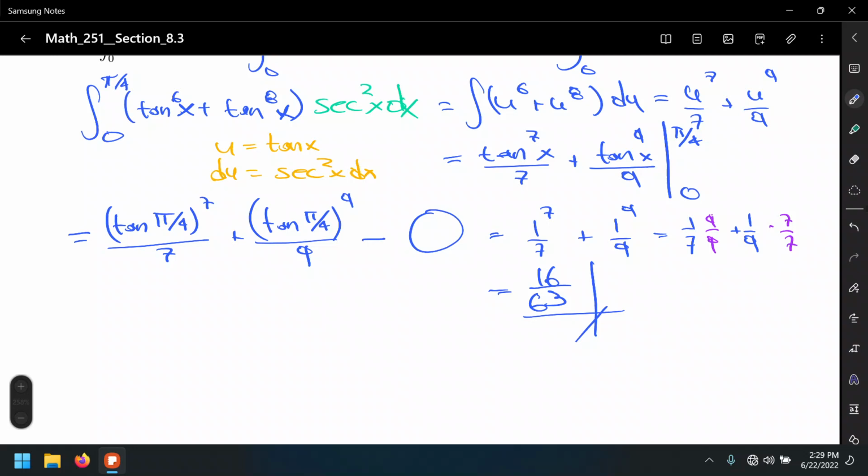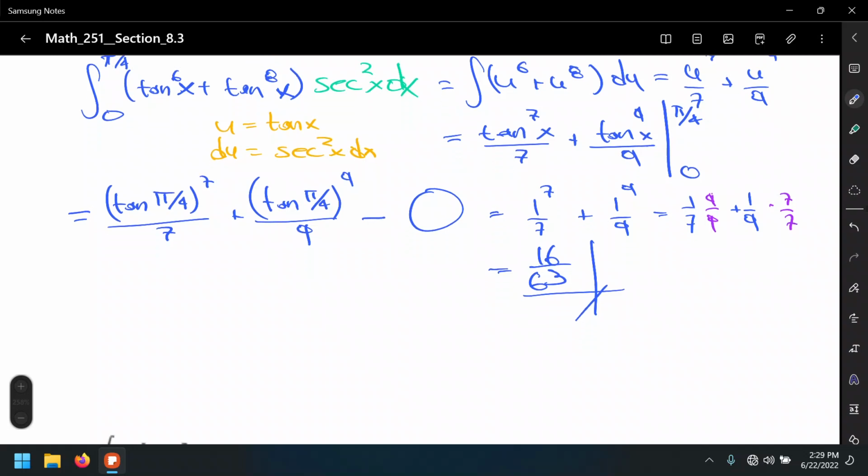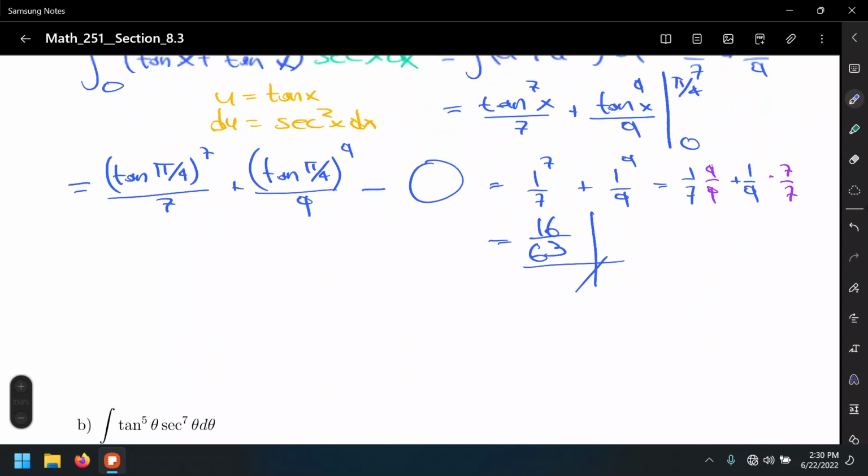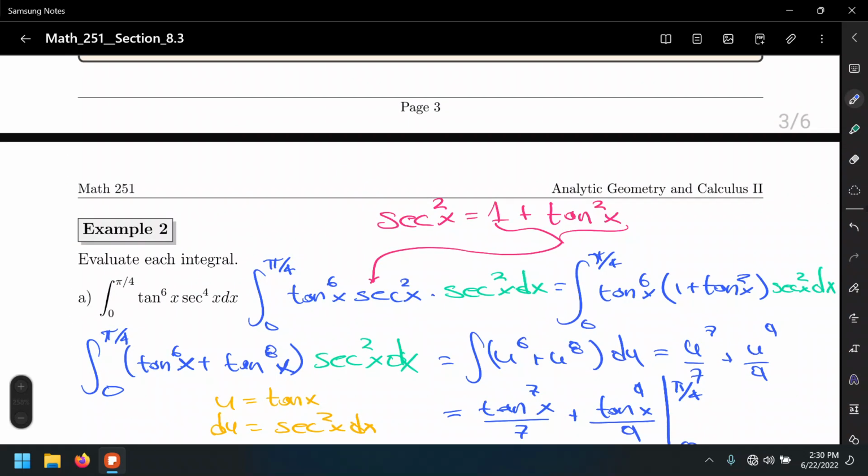So again, it's basically the same idea, but in this case it's which trigonometric identities are going to come in. All right, so let's look at the next example. The integral of tangent to the 5th power times secant to the 7th power. Well, in this case we have odd powers of both functions.